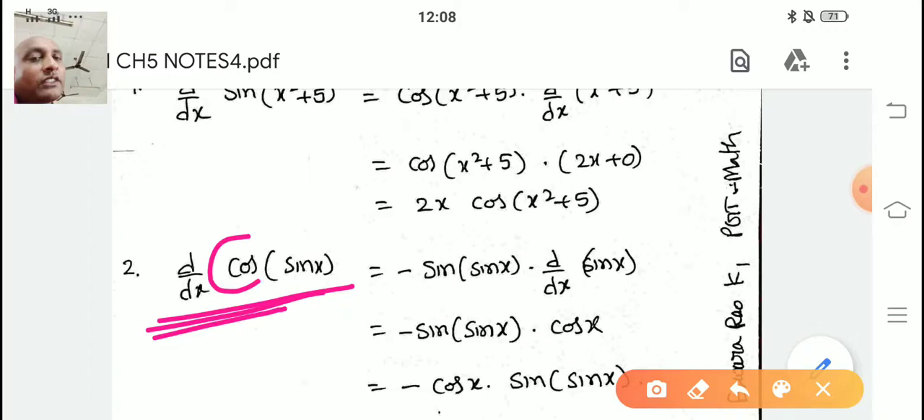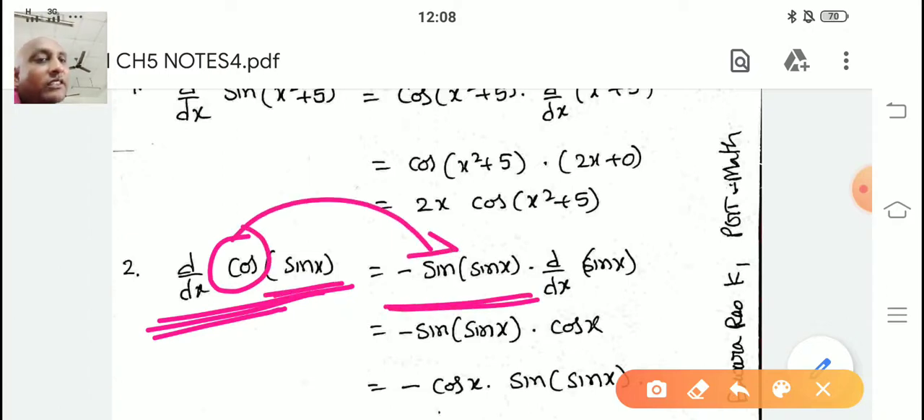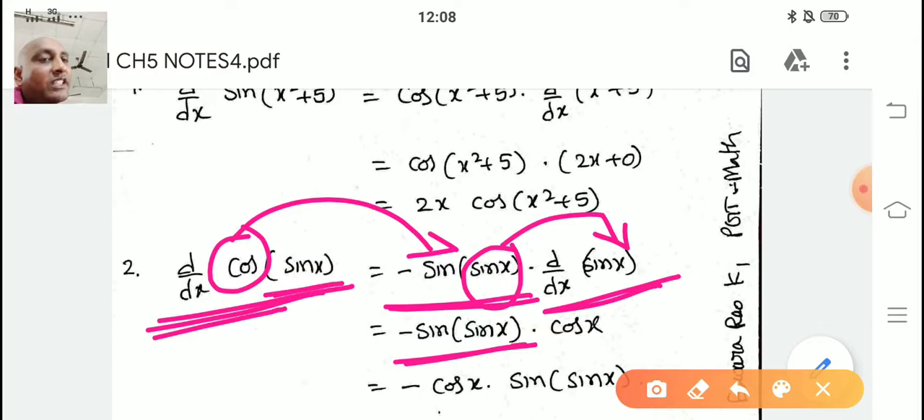Next. Similarly, the next question, derivative of cos of sin x. We know very well cos derivative is minus sine. So minus sine of sin x, inside one no change, sin x. So sine will be coming in the chain. And the d by dx of sin x. So minus sine of sin x into d by dx of sin x, which is cos x.